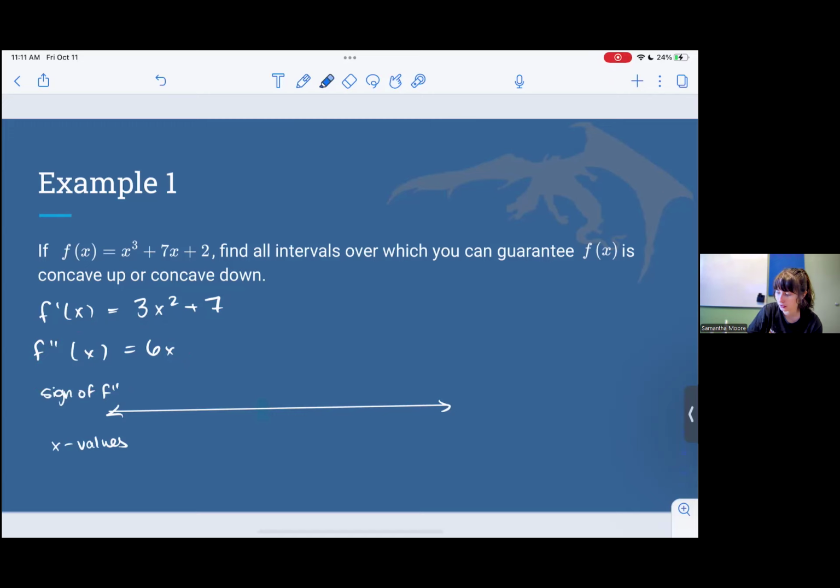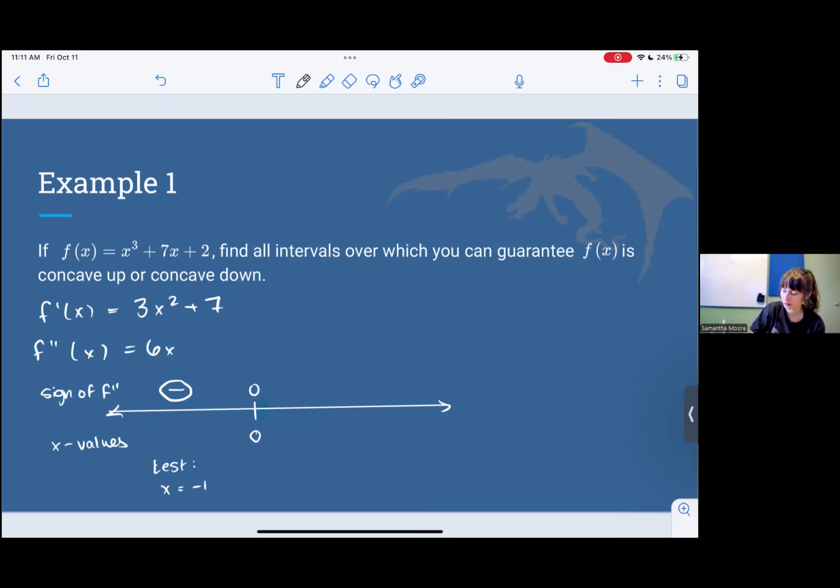So when x is 0, I know the sign of f double prime is going to be 0, so it's not positive or negative. And then I'm going to do some test points. So I'm going to test maybe x equals -1. So f double prime of -1 is 6 times -1, so -6. So I get to conclude that in this whole region, f double prime is going to be negative.